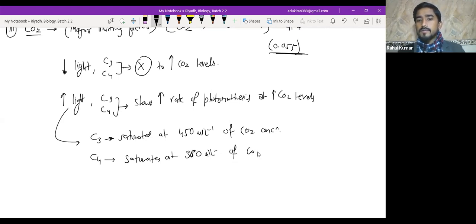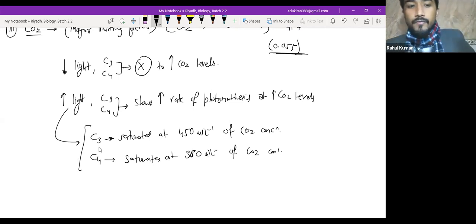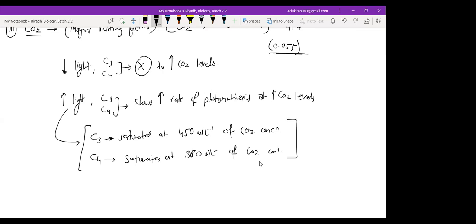Now it's clear that even at high light intensities, which of the two systems is showing more photosynthesis at higher CO2 concentration? Or in other words, if I ask the question like this, which is asked in boards, which system responds to higher CO2 levels better? C3. Yes, C3.